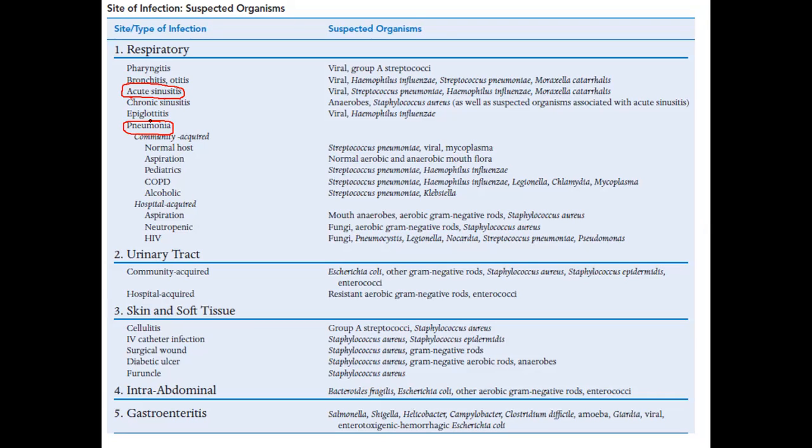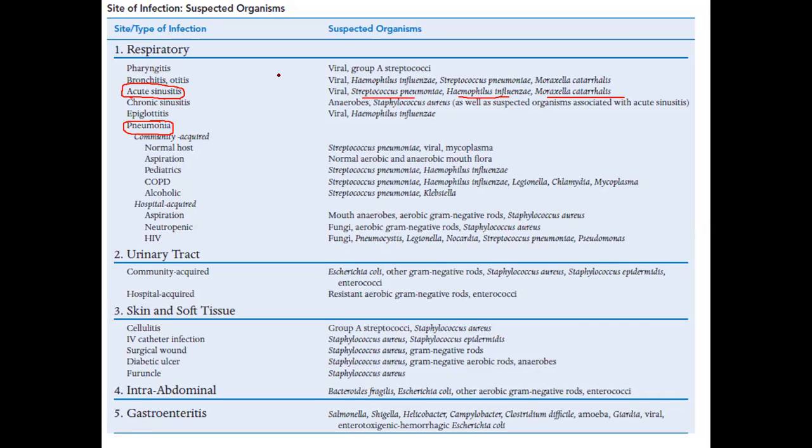So for acute sinusitis, we have causes. We have Streptococcus pneumoniae. I'm dealing with the bacteria. We have Haemophilus influenzae and Moraxella catarrhalis. And you'll find the same organisms causing bronchitis, the one right above acute sinusitis.